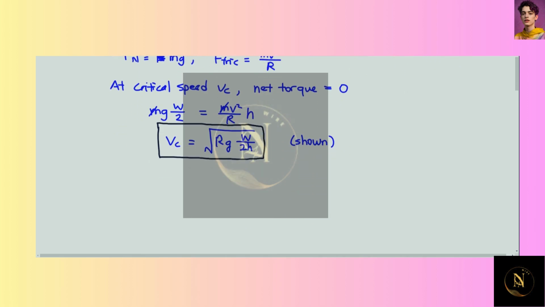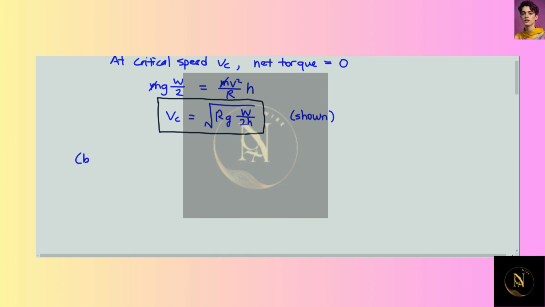Then in part B, we are given two vehicles: a passenger car with SSF 1.40 and an SUV with SSF 1.05. The SSF is the static stability factor, which is equal to W over 2H. So our Vc is equal to the square root of r g times SSF.